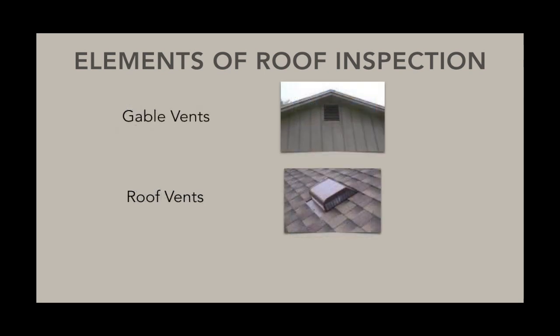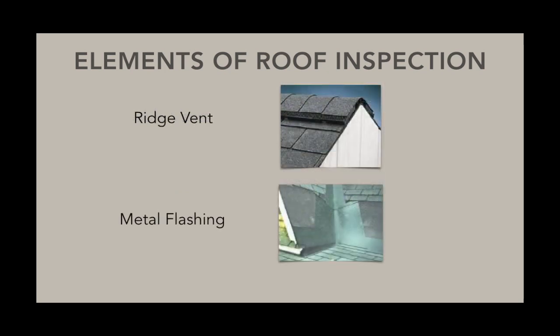Gable vents are vents installed on the front face of the gable, allowing air circulation through the attic. And roof vents allow air to pass through the attic region to the outside. A ridge vent is a vent that is installed at the peak of the roof, which allows warm, humid air to escape the attic. Valley flashing is a thin, continuous metal sheet that is installed at intersecting roofs.